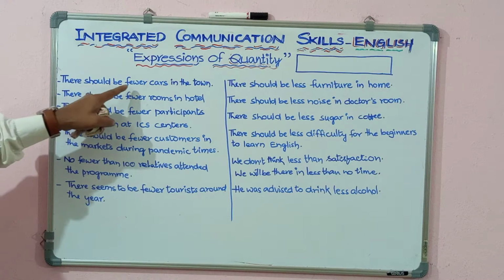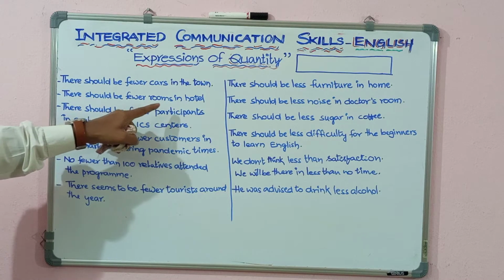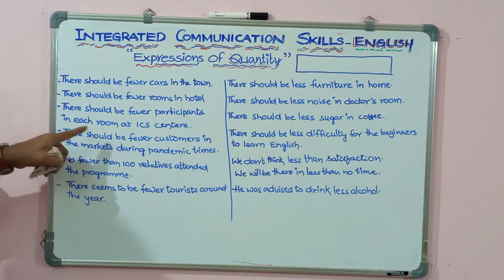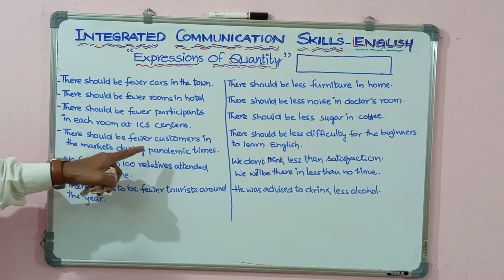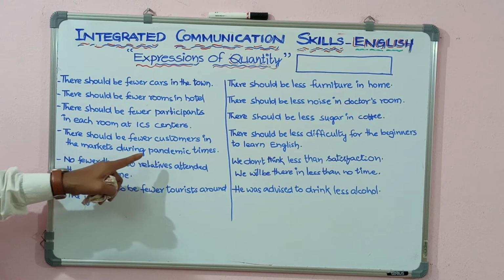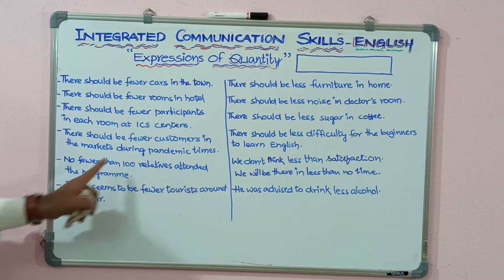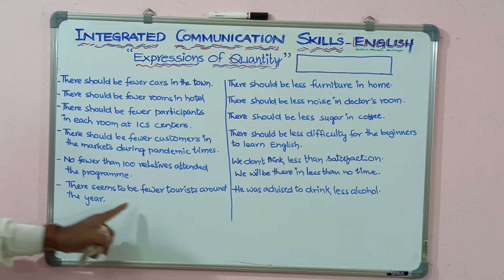Look at the board. There should be fewer cars in the town. There should be fewer rooms in hotel. There should be fewer participants in each room at ICS centers. There should be fewer customers in the markets during pandemic times. No fewer than 100 relatives attended the program. There seems to be fewer tourists around the year.